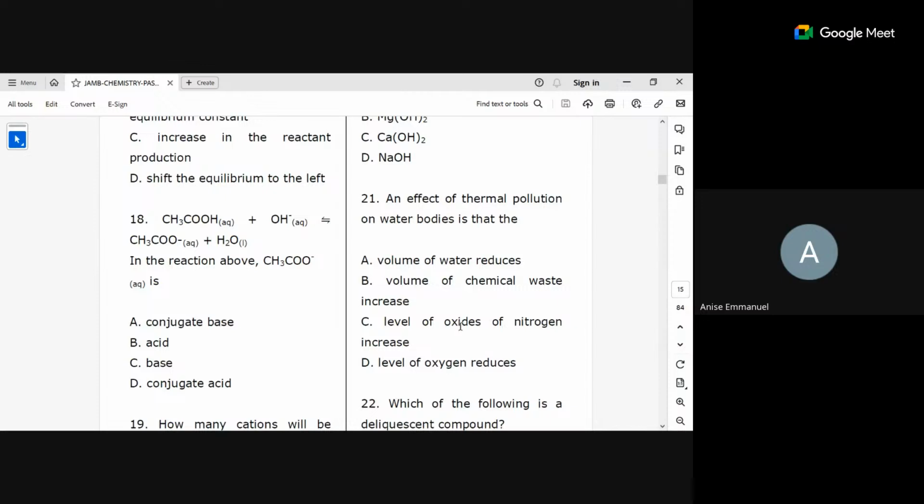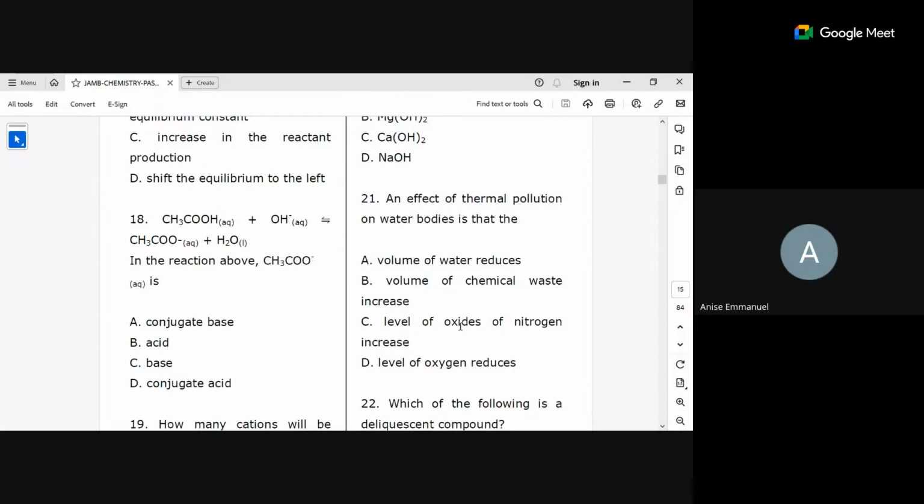So when it pollutes, they cannot bear it again. And when there is thermal heat pollution, the water environment is not conducive for aquatic habitat because the level of oxygen has reduced. The only aquatic animals you are going to see in that water are those whose body system can still fight for them and make them sustain to a particular level.